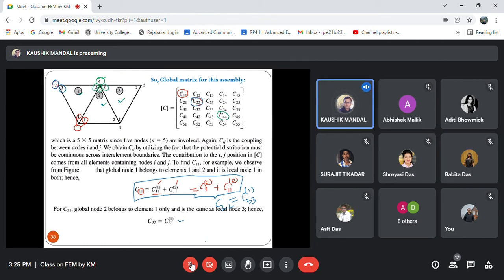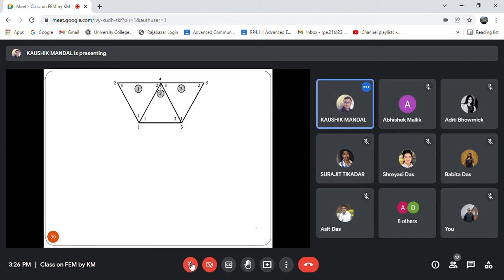So what will be the equation of C44? C44 will be equal to, first, if we consider element 1, its node 2 is C22 of 1 plus C33 of 2 plus C33 of 3. Okay. I think it is mentioned here.